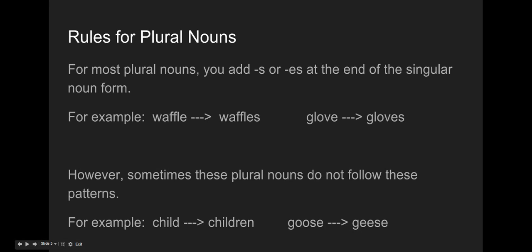So rules for plural nouns. For most plural nouns, you add S or ES at the end of a singular noun form. For example, waffle becomes waffles, we just add an S. Glove, we add just an S. However, sometimes these plurals do not follow these patterns. For example, child becomes children instead of childs, and goose becomes geese. Those are called irregular plural nouns.